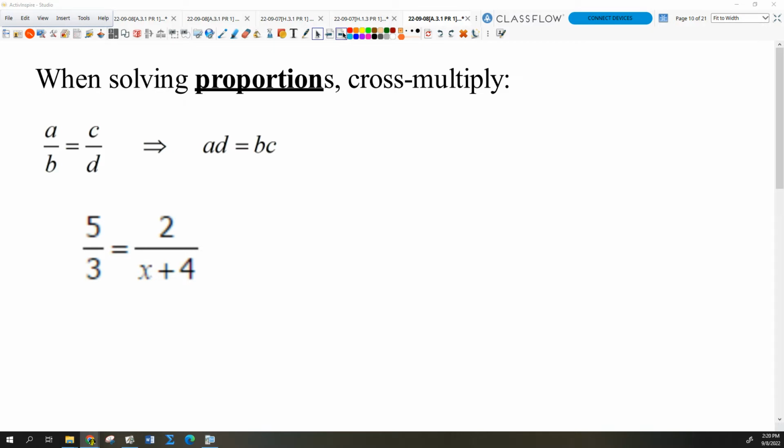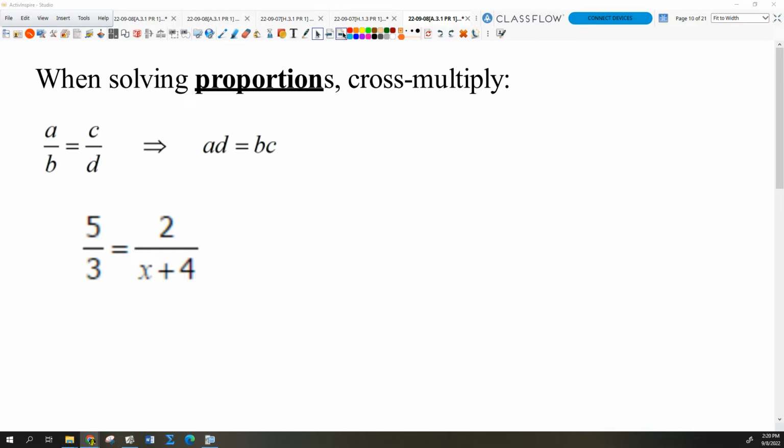Okay, next issue. So this is easier. Really, that last topic, clearing fractions, I think is a little bit tougher than this. Proportions are simple. What's a proportion? A proportion is an equation where I have one fraction equal to one fraction. That's it. There's nothing else, no other terms. One term equal to one term, and each term is a fraction.